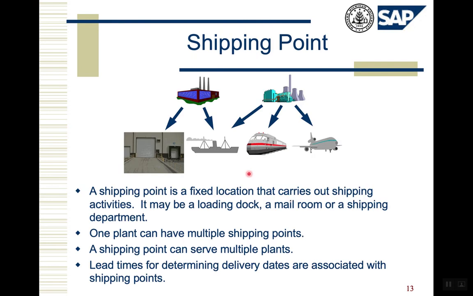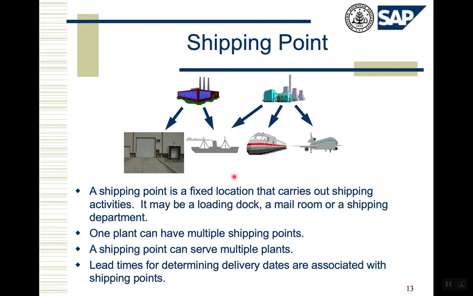Another term here: a shipping point. A shipping point is where we ship stuff from. It's a fixed location that carries out our shipping activities. It could be a loading dock, a mailroom, or something else. A plant can have multiple shipping points, so you can have multiple docks for things that are going out the door.